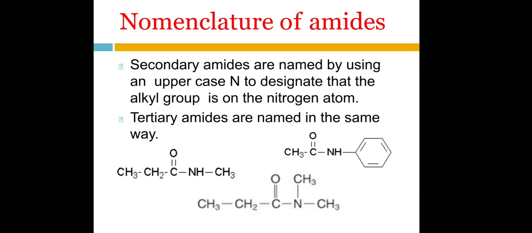Secondary amides are named by using an uppercase N to designate that the alkyl group is on the nitrogen atom. Tertiary amides are named in the same way. For example, the first structure is named N-methyl propionamide.